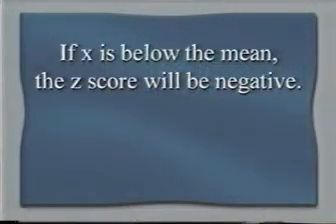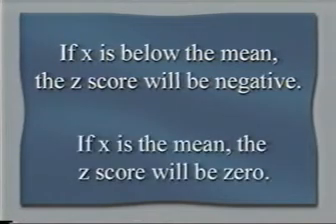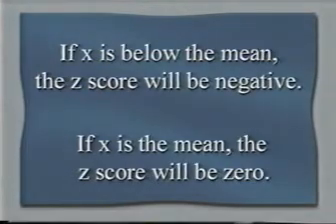If X is below the mean, then X minus mu will be negative, and we'll have a negative Z score. If you're exactly at the mean, your Z is 0, because 50% of the population is below the mean and 50% is above.